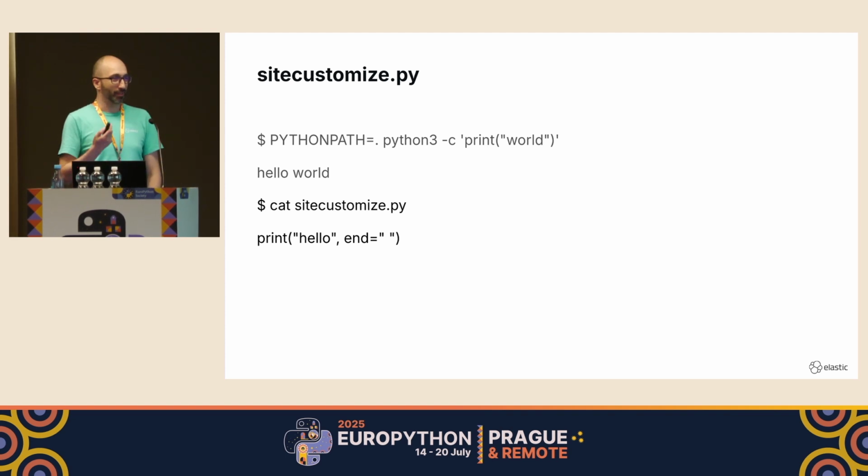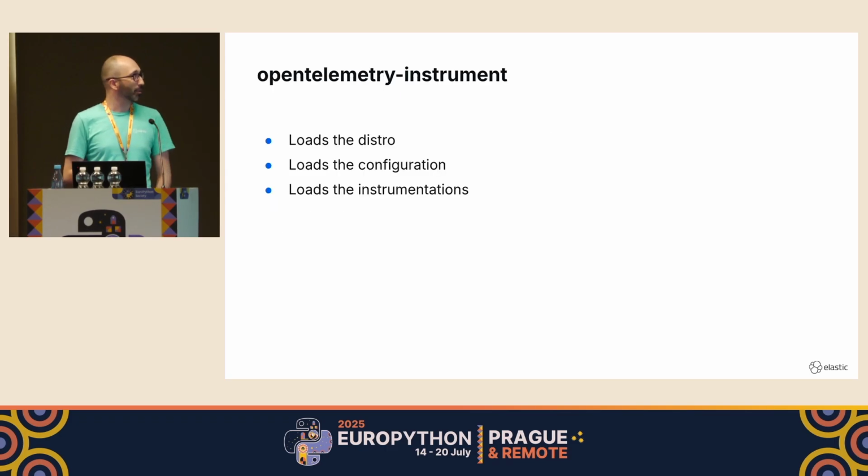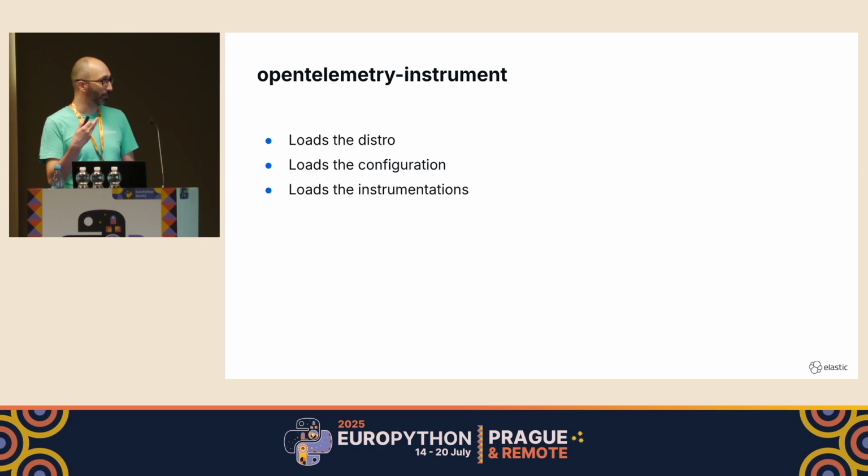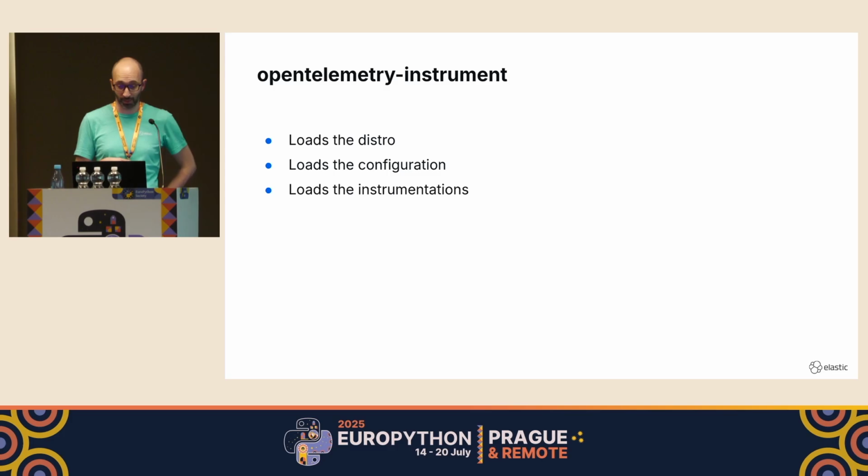And yeah, this is the trick. So OpenTelemetry instrument, now that is able to run itself before your application, will do a bunch of stuff. The first thing, it will load the distro, so it will load the default settings. Then it will load the configuration that is usually provided by the distro.